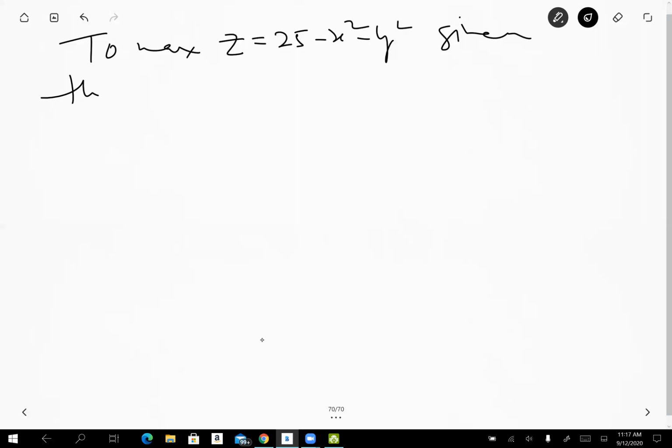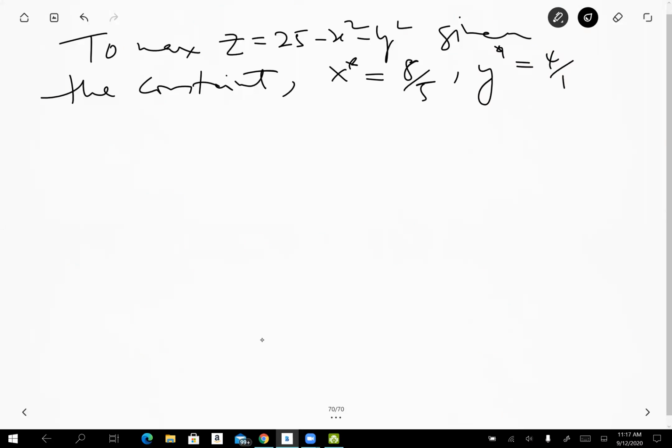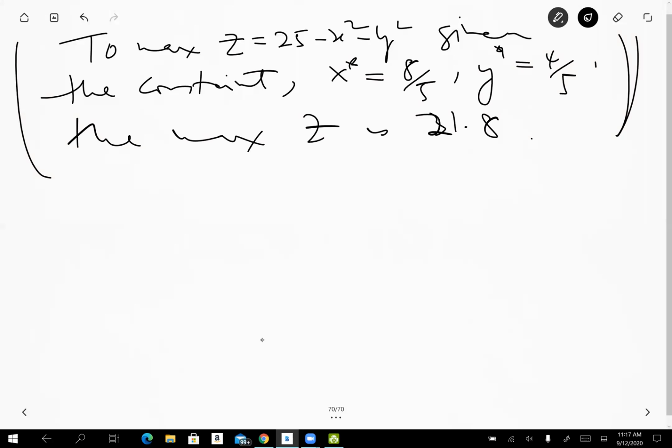Or you can say this: to maximize the function, which is equal to 25 minus x squared minus y squared, given the constraint, the optimum value of x is 8/5, the optimum value of y is 4/5, and the maximum z is equal to 21.8. Okay, so that is the Lagrangian multiplier method.